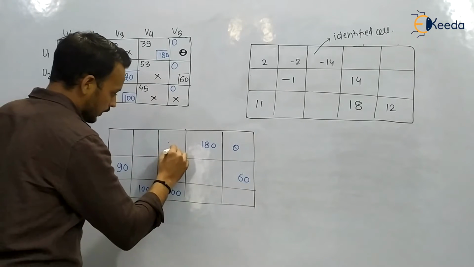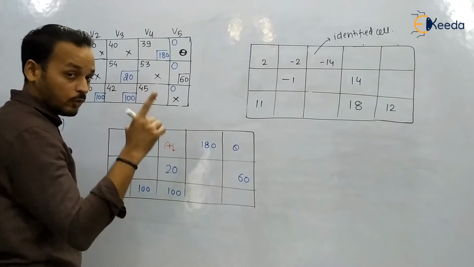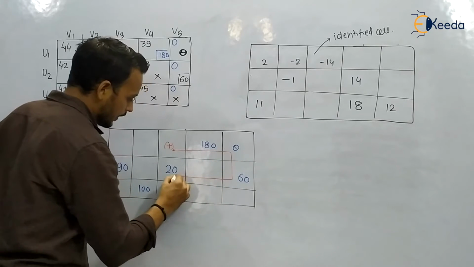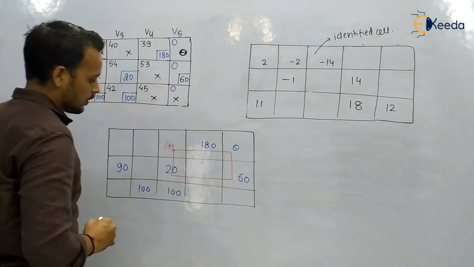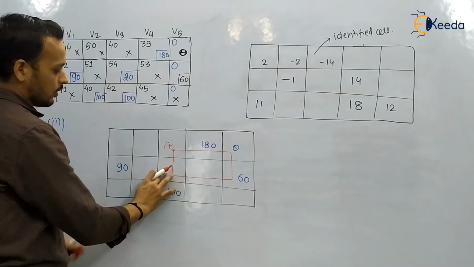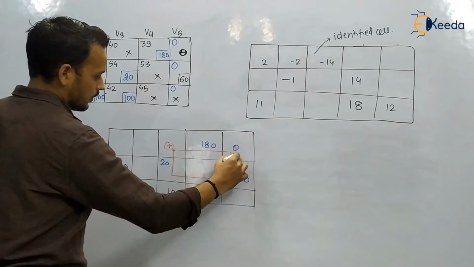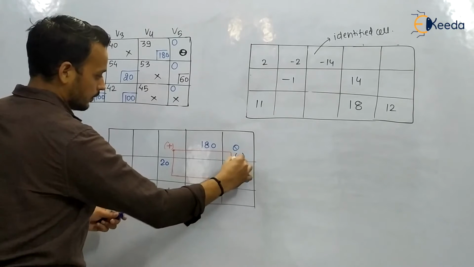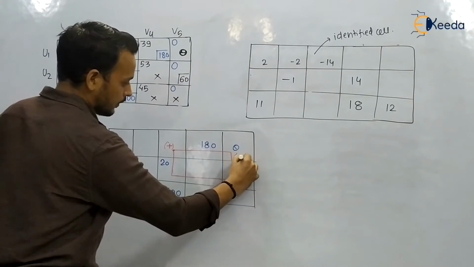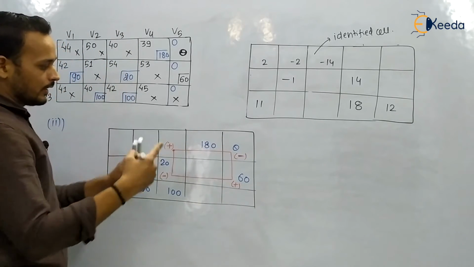So we will make a loop here, starting from the identified cell with positive sign. Make a loop in such a way that at the corner there must be some allocations. So we can see that at each and every corner we have got some allocations. So here it is positive, here it is going to be negative, here again positive, and here again negative. We have to provide the alternate sign.